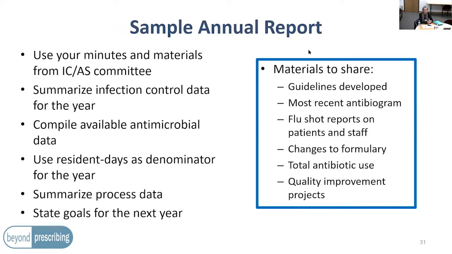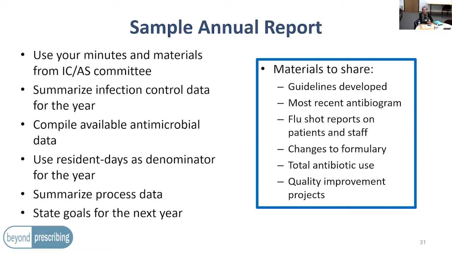So this is a great thing to show any surveyor. What you want to do is use your minutes and materials from your Infection Control Antimicrobial Stewardship Committee. Summarize your infection control data for the year, your overall HAI rate, C. difficile, counties. Compile your available antimicrobial data from the sheets. How many starts you had per month. You'll have to use resident days as your denominator for the year. You may be able to figure that out from an average census.